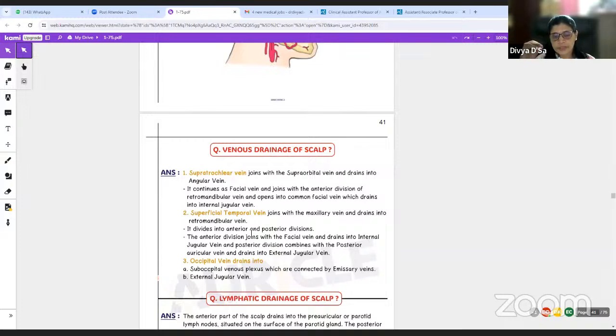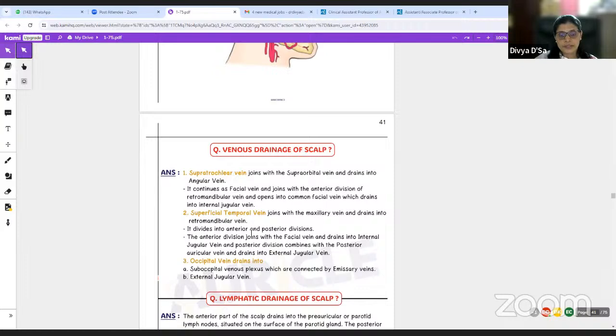So basically the external jugular vein is formed by the union of the posterior auricular vein and the posterior division of the retromandibular vein. And most posteriorly, in the occipital region, the occipital veins drain into the occipital venous plexus, which is connected by the emissary veins, and also drains into the external jugular.